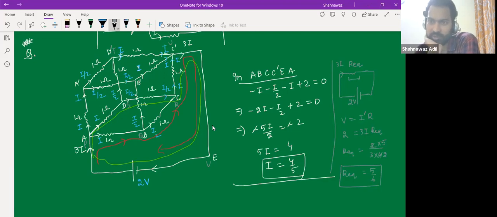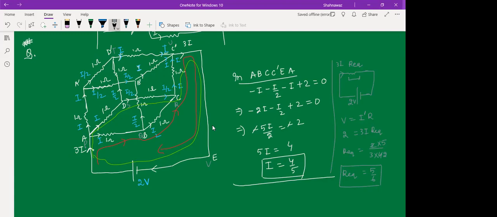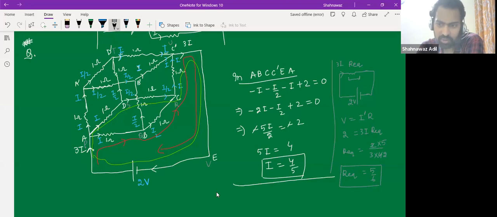Yeah, noted this point. Yes, sir. Okay, so the next, Aisha, did you note it down? Yes, noted.